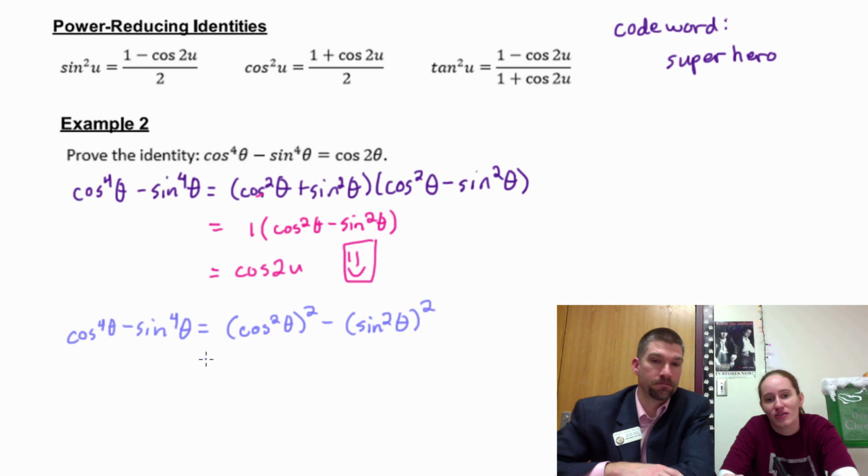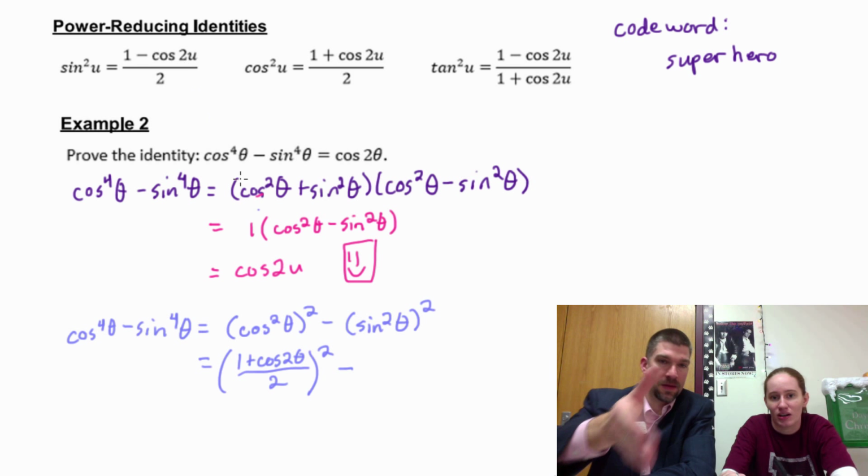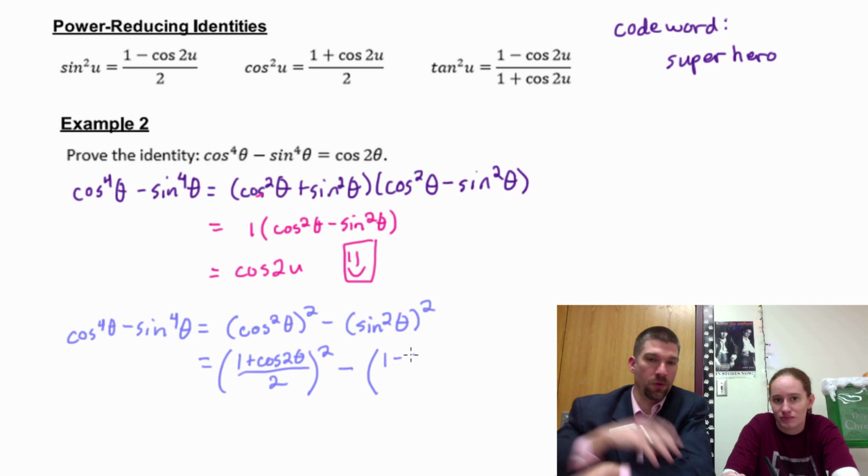Keep in mind that to the 4th power could also be considered a squared. Yes. And so if we think of it like that, then cosine squared we could change to 1 plus cosine 2u over 2 and put that in the parentheses. But we're squaring it. And then sine squared, same thing. Except the whole thing will now be squared.